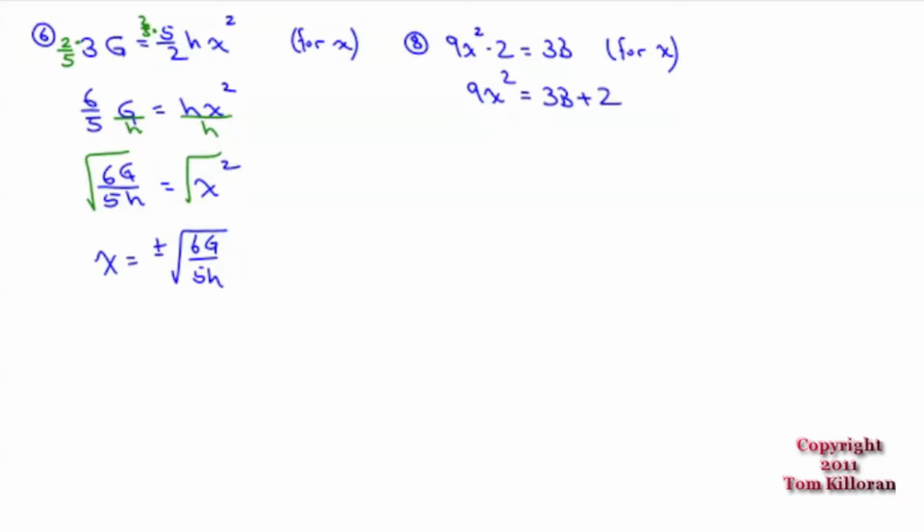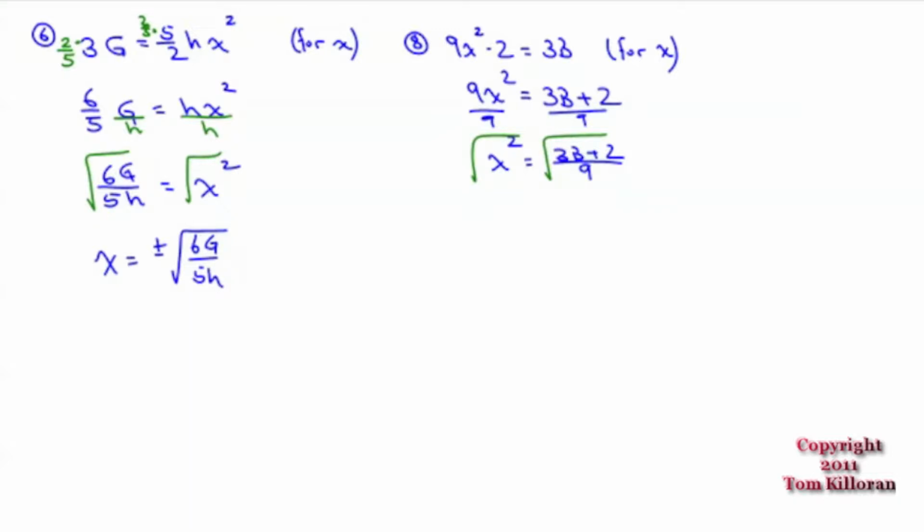Remember, when you move things from one side to the other, it has to change sign. All right, what would you do next? Divide by 9. So divide by 9, divide by 9. You get x squared is equal to 3b plus 2, all divided by 9. Square root both sides. Square root the left, square root the right.